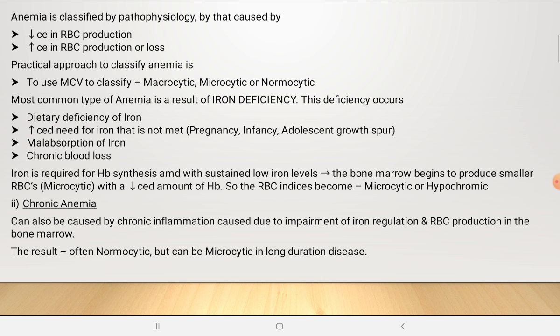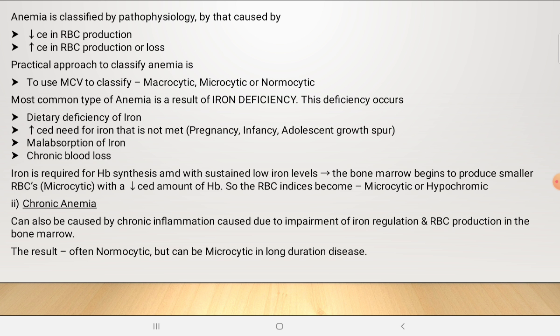Iron is required for hemoglobin synthesis, and with sustained low iron levels, the bone marrow begins to produce smaller RBCs, that is microcytic cells, with a decreased amount of hemoglobin. So, the RBC indices become microcytic and hypochromic, that is smaller cells with low hemoglobin concentration. So, these are the signs and symptoms seen in acute anemic patients.